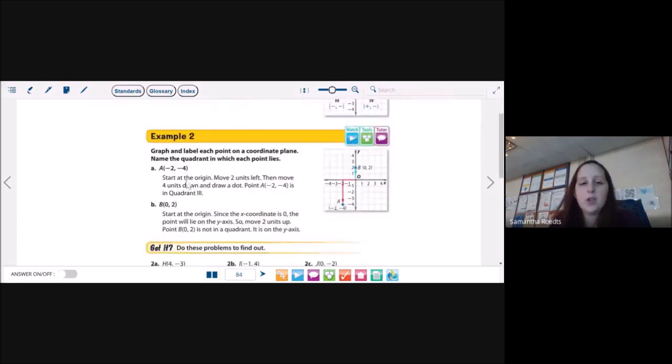Okay. So example 2, graph and label each point on a coordinate plane. Name the quadrant in which each point lies. So A, -2, -4. So I go -2, -4, which is A. So this is in quadrant 3. B is 0, 2. I start at the origin, I go up 2. It's on the y-axis, so it's not in a quadrant.